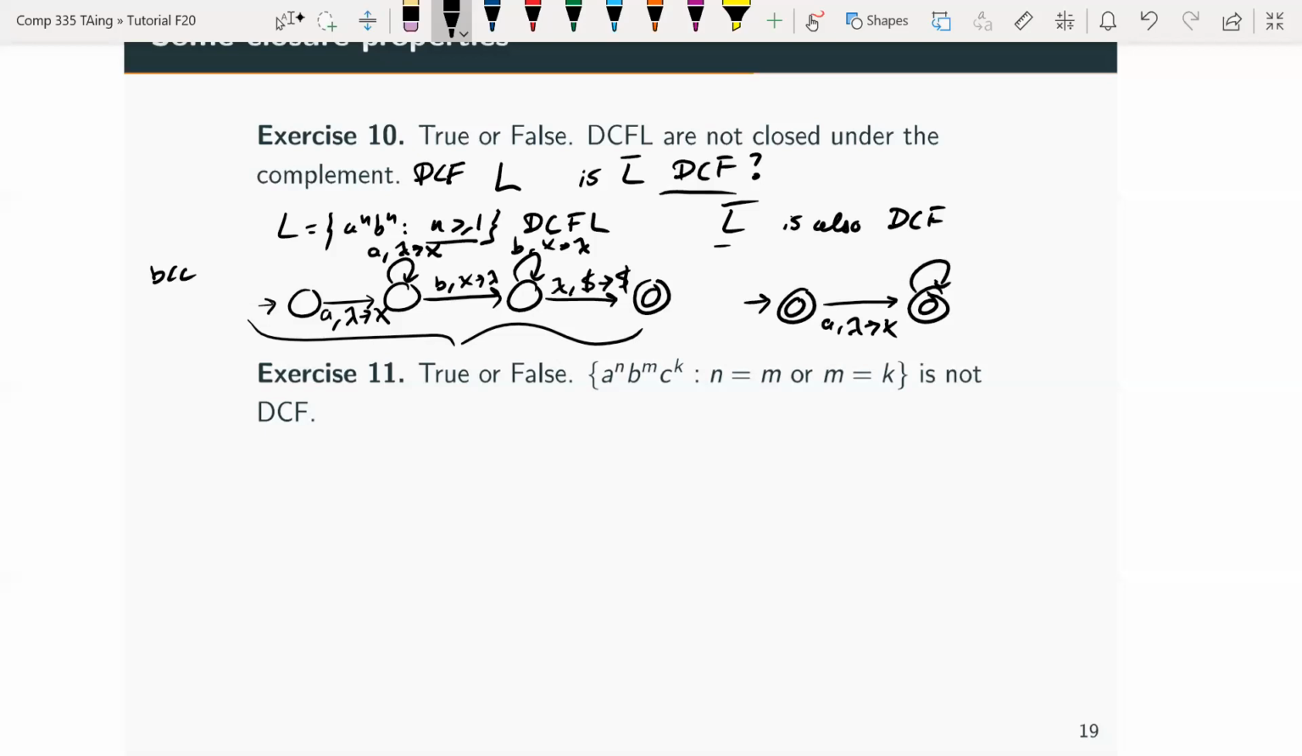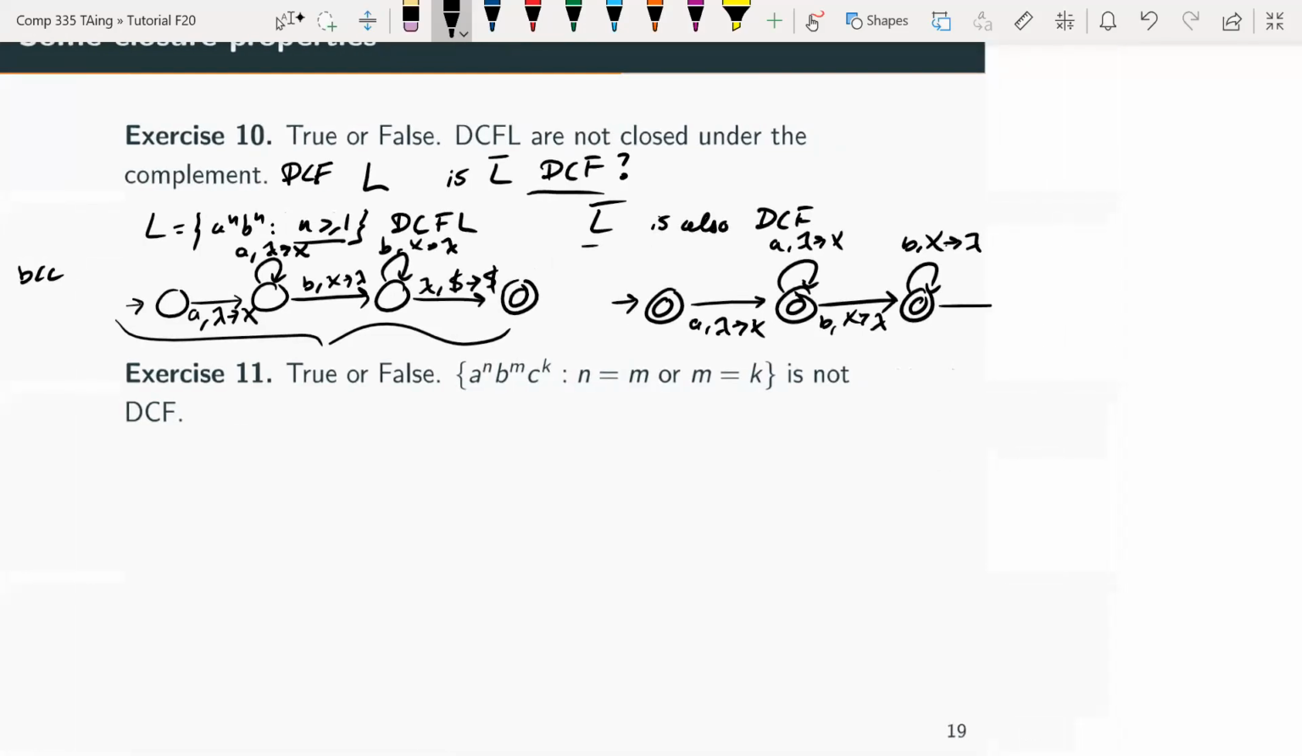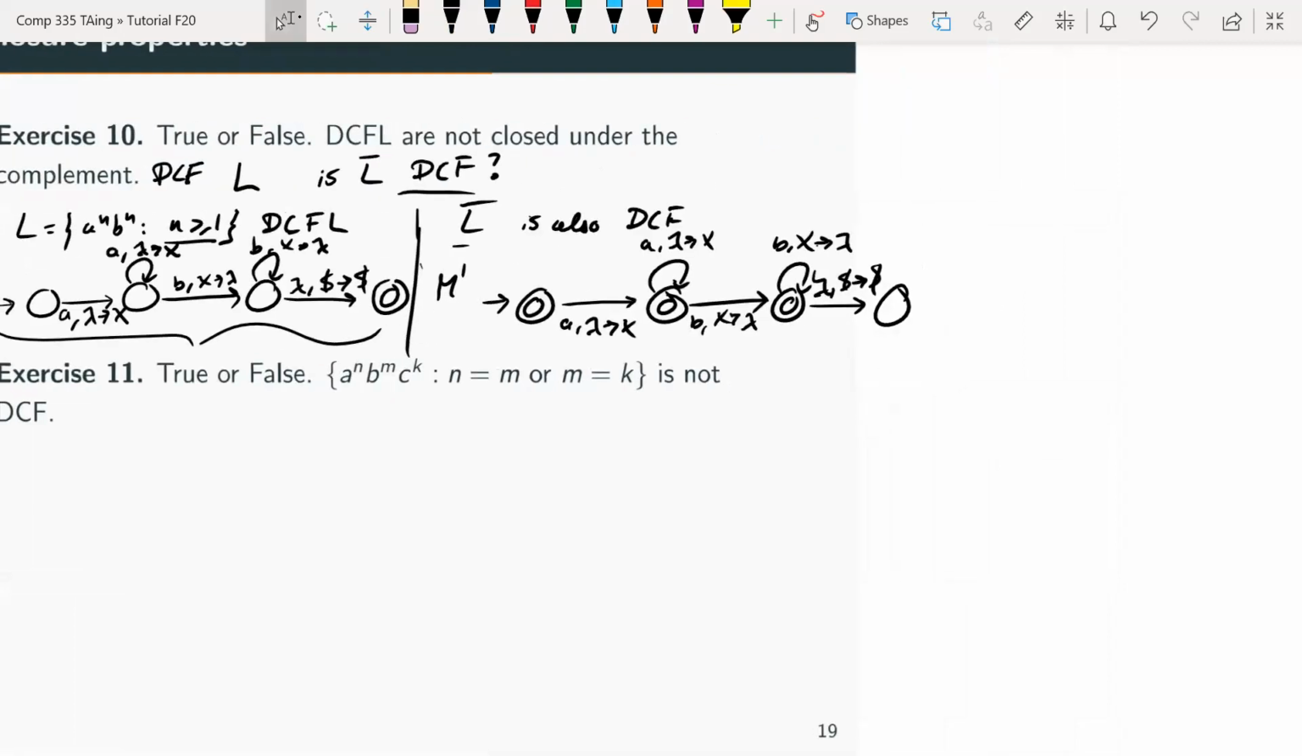So, using the same exact transitions, but converting all of the final states to non-final states and all of the non-final states to final states. This machine here, let's call it M prime, is going to accept the complement of L.